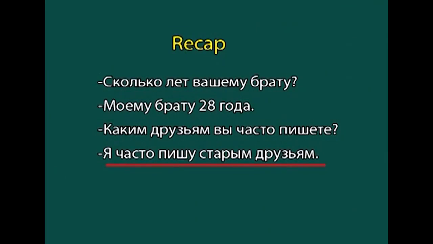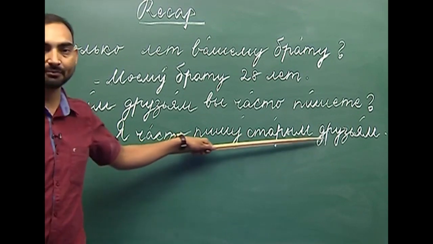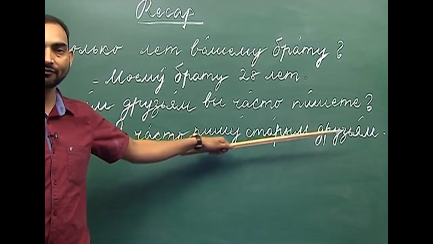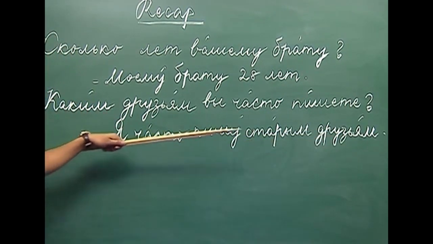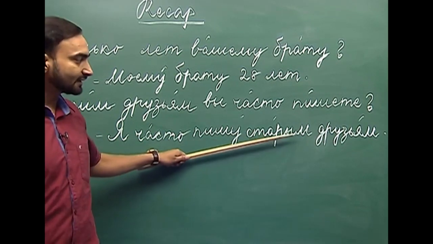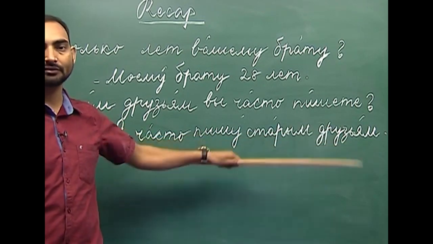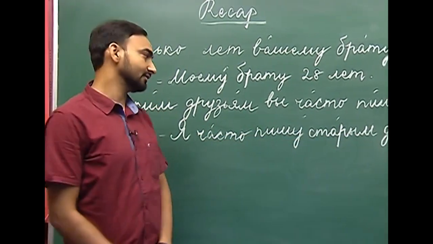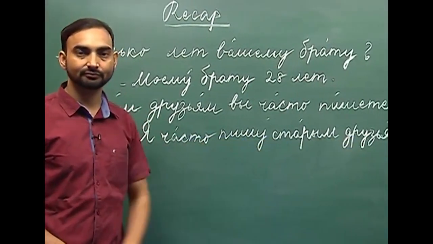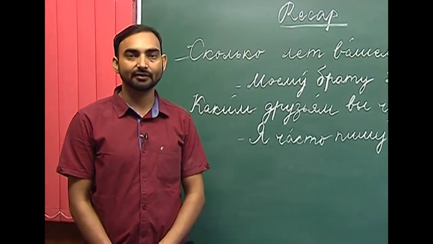Я часто пишу старым друзьям. So, I often write to old friends. Here, as you can see, старый and друг have been used in the plural form in the dative case. Я часто пишу старым друзьям. So, this is about some of the topics that we had discussed in the previous lessons.